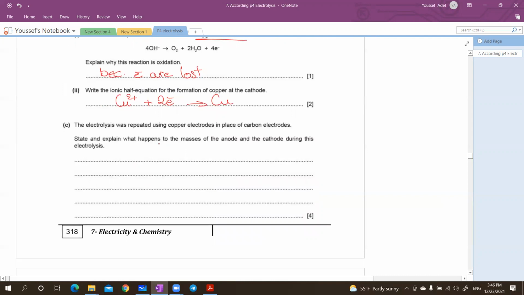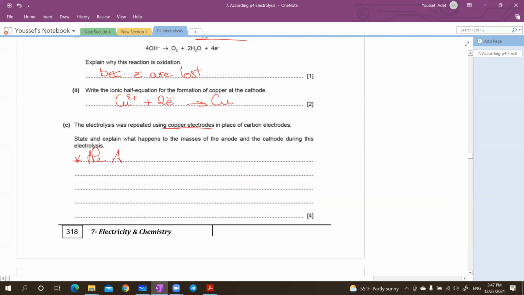The electrolysis was repeated using copper electrodes. Now it is reactive in place of carbon electrodes. As we said, the anode loses mass and the cathode gains mass. And this is because at the anode, the copper atoms are changed to copper ions, and at the cathode, the copper ions will be changed to copper atoms.